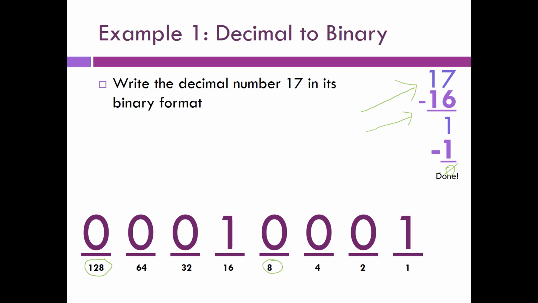You can always go back and double check. The answer is at the bottom of the screen, 0001 0001. You can do a self check because you look for the ones. There's a 1 there, 16 plus 1 is 17. So indeed, that is the binary equivalent to the decimal number 17.